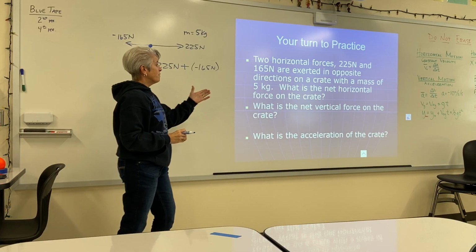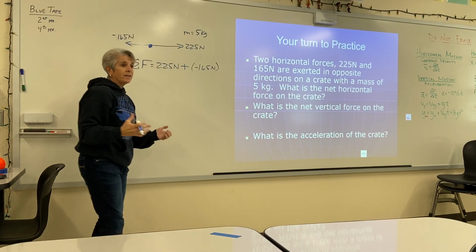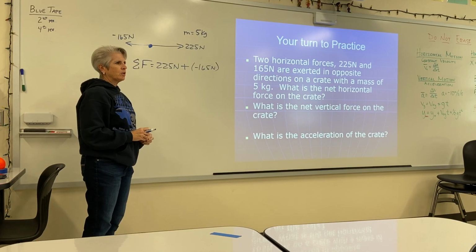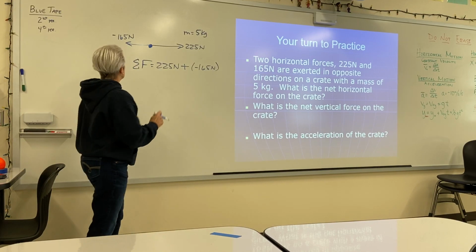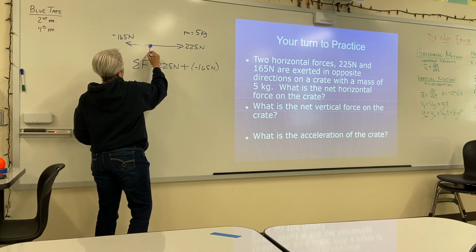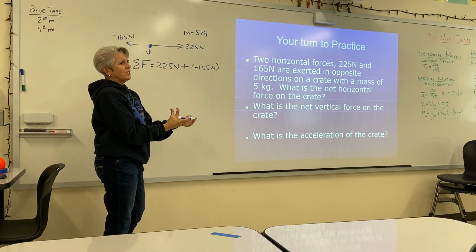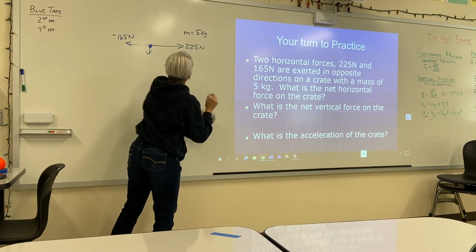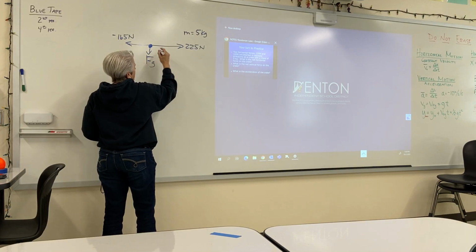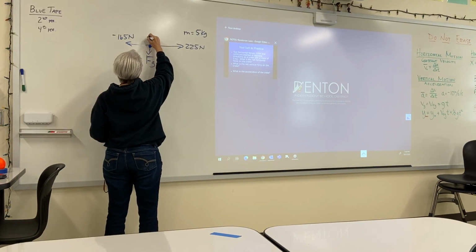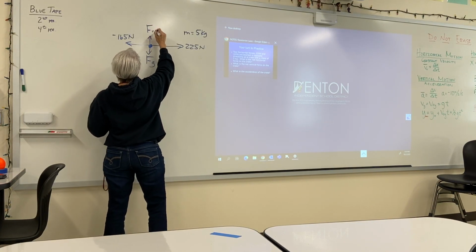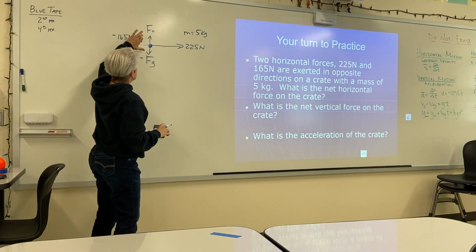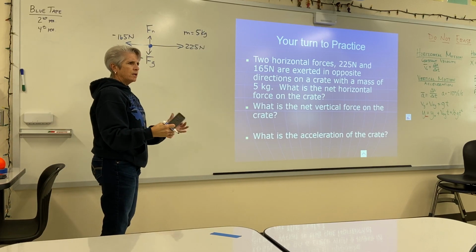And then they said, what is the net vertical force on the crate? Uh-oh, I didn't draw vertical forces. Are there vertical forces acting on my crate? Absolutely. Well, what are those forces? I would have a force of the earth pulling down on the crate. That's the force due to gravity, F subscript G. And I would have a force holding the crate up from the floor, F subscript N. So these 2 forces add together.